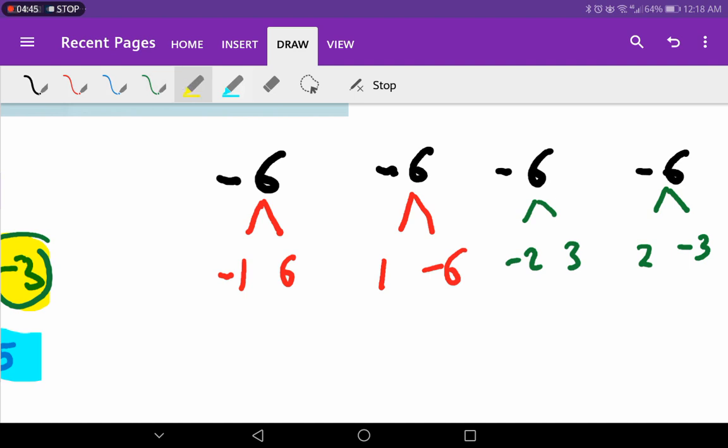And can you find the sum for each pair of factors, please? The sum of this and this equals what? 5. And the sum of this and this equals negative 5. So they are different. Yes, good. And the sum of negative 2 and 3 is 1.